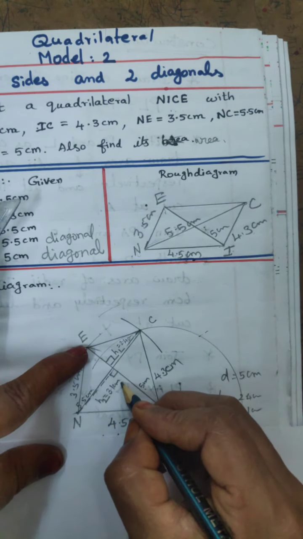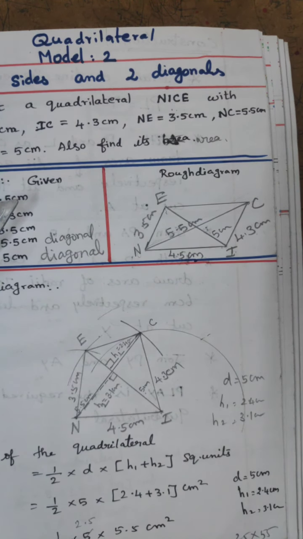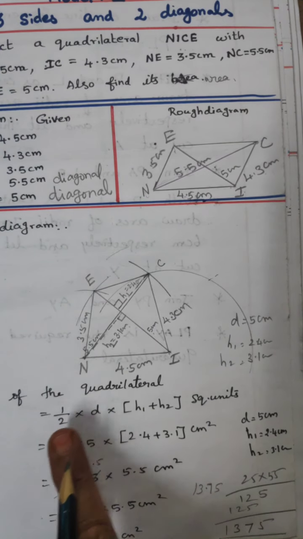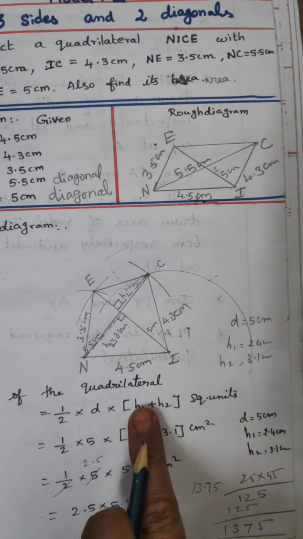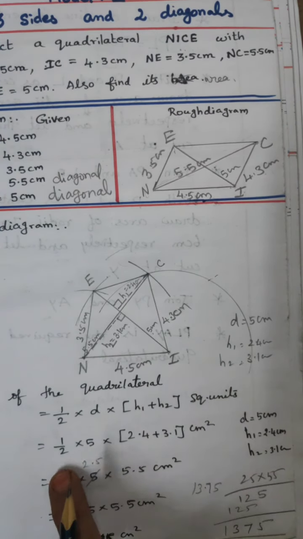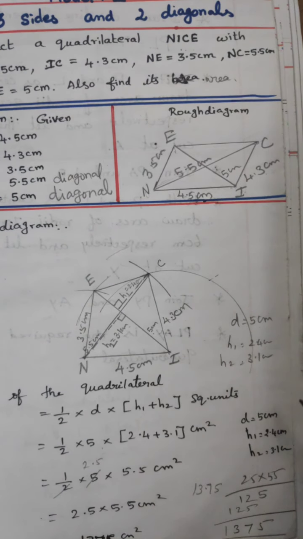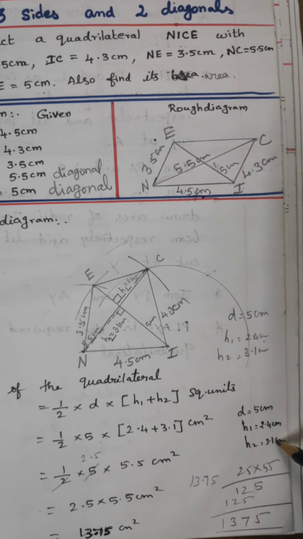H2 value equal to 3.1 centimeter. Right, after this you find the area. Area of the quadrilateral D equal to formula 1 by 2 into D into (H1 plus H2) square units. 1 by 2 into D value equal to 5 centimeter. H1 value equal to 2.4 centimeter. H2 value equal to 3.1 centimeter.